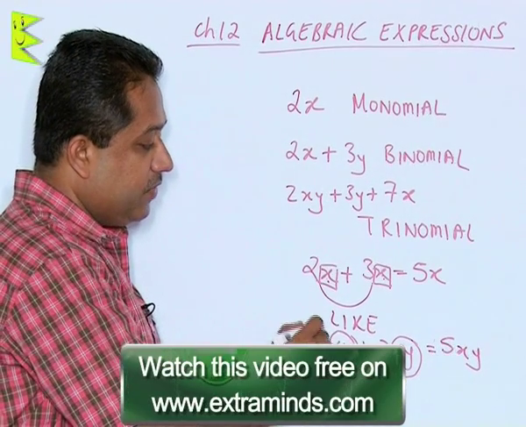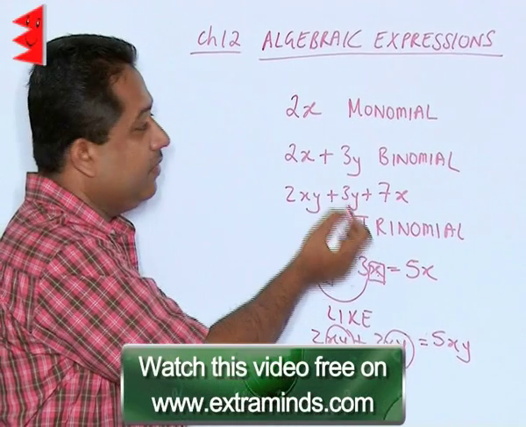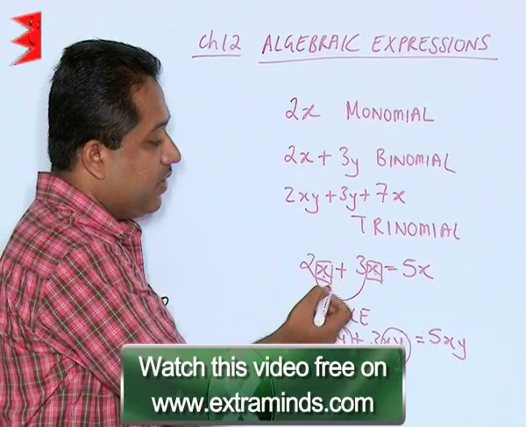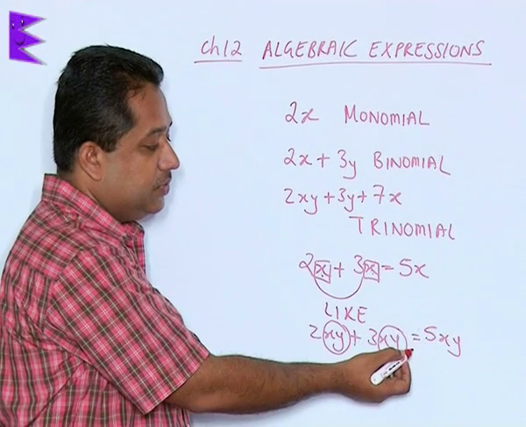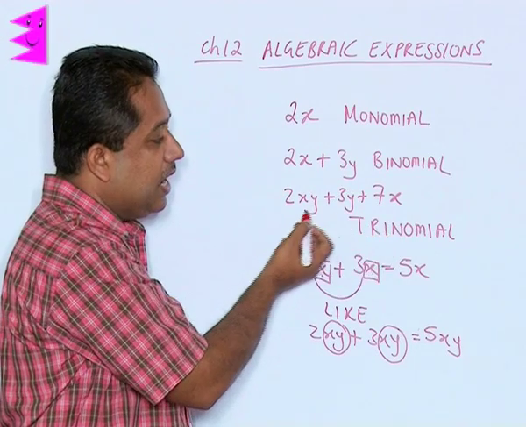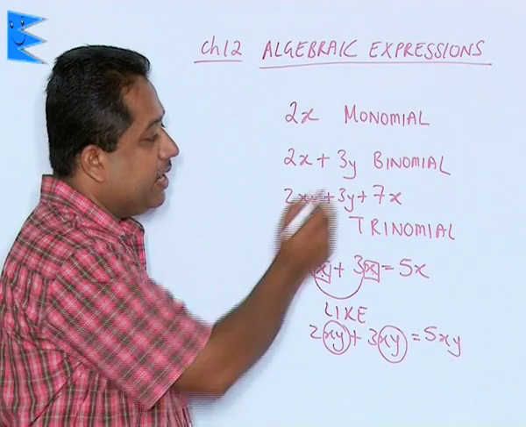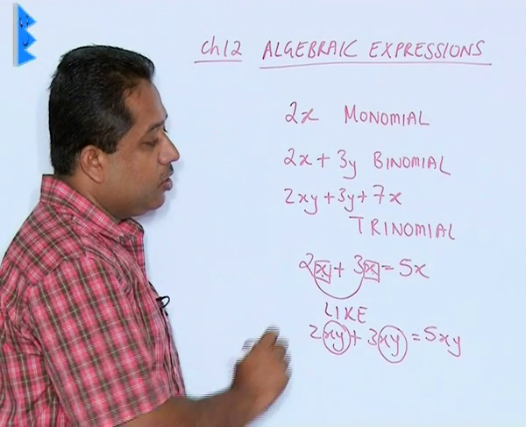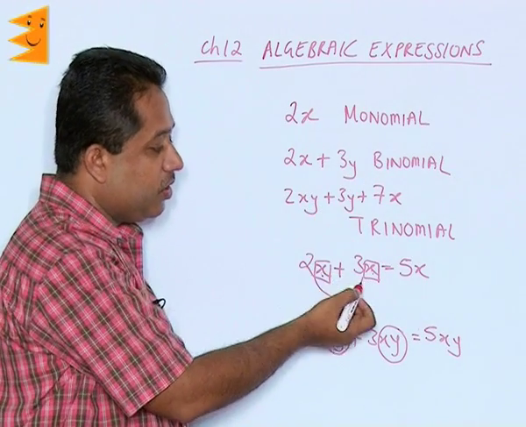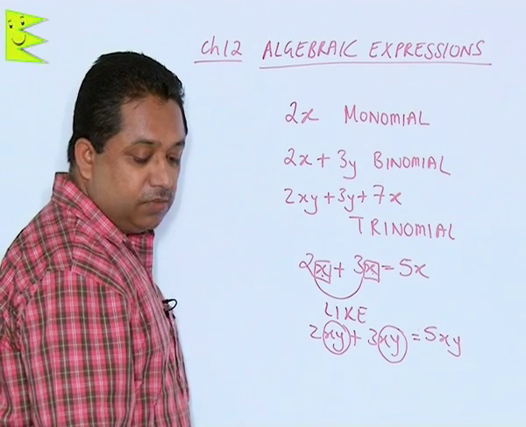So, we have to be very careful that when we classify monomial, binomial and trinomial, they have to be simplified as in these cases we observed, and we also have to see that they are made up of unlike terms because unlike terms cannot be added or subtracted, and hence we can make the final conclusion whether it is a monomial, binomial or trinomial.